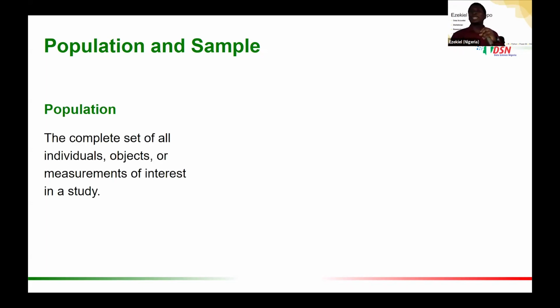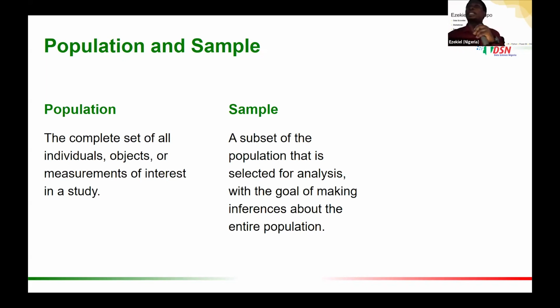So population is the complete set of all individuals, or what we call the point of interest, right? Point of interest. Now, what is sample? Sample is the subset of this population. You are the subset of the people that are good in data science. That is why you are here.